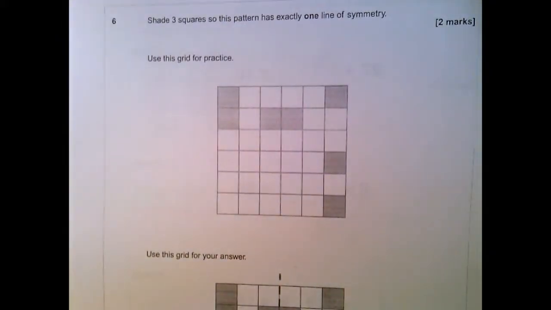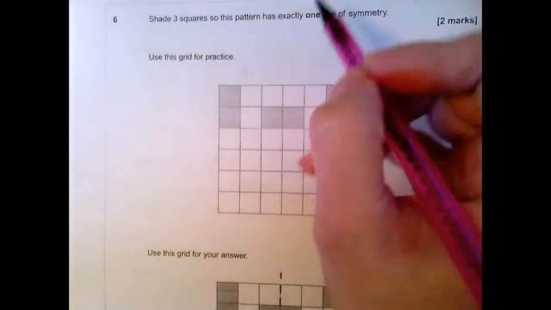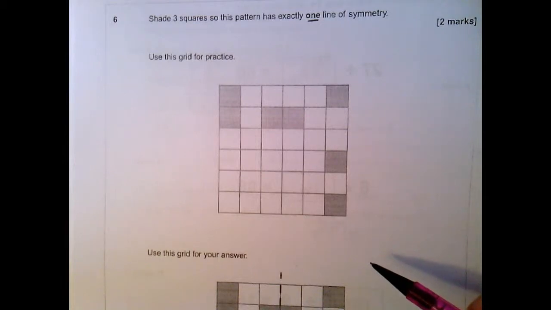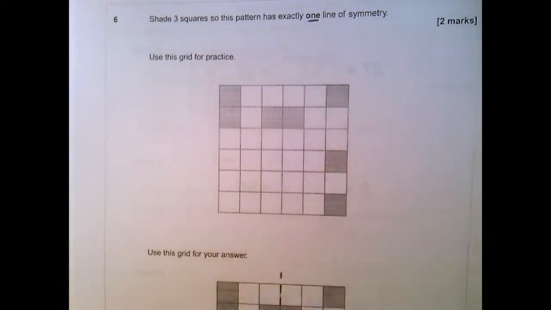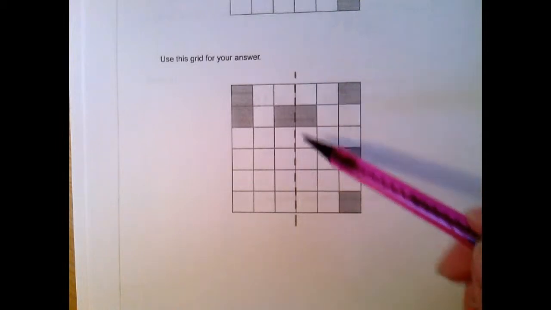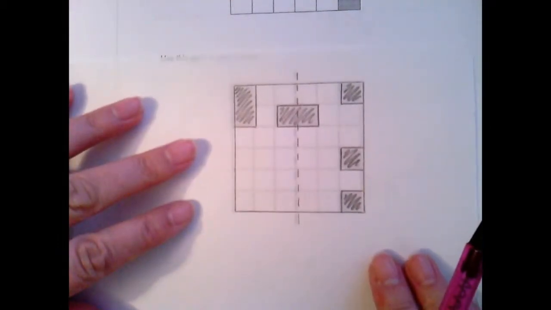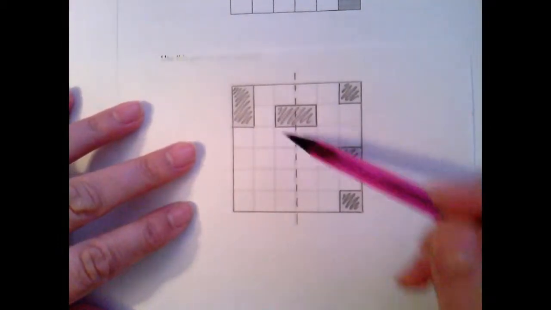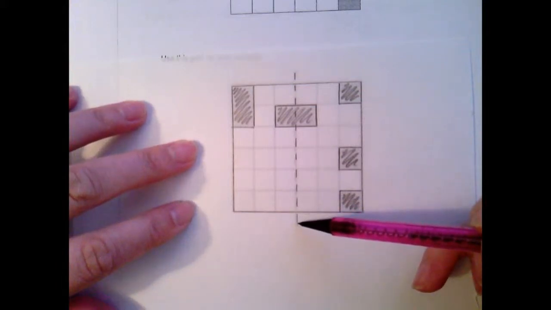Number 6 says shade 3 squares so this pattern has exactly 1 line of symmetry. So they've said exactly 1 there because they don't want it to have 2 or 4 lines of symmetry, they want it just to have 1, and they give you a practice grid as well, and then you have to have your final answer down here. So I've already drawn in the line of symmetry that I'm wanting this to have, and I have used a bit of tracing paper and traced out the wee squares that were already shaded in underneath, and I've traced out the line of symmetry as well.